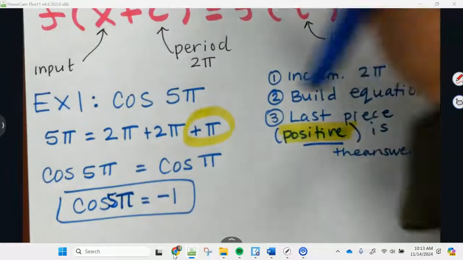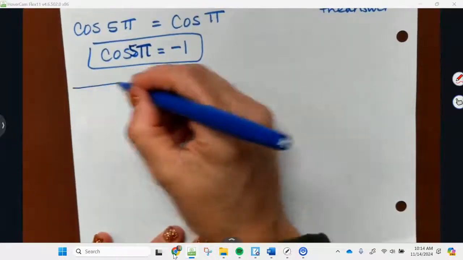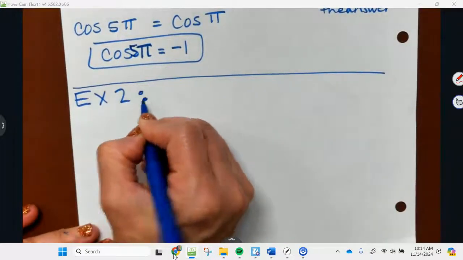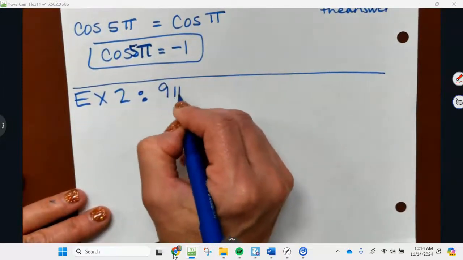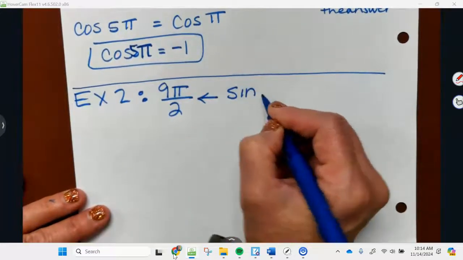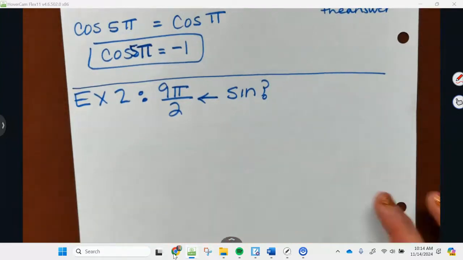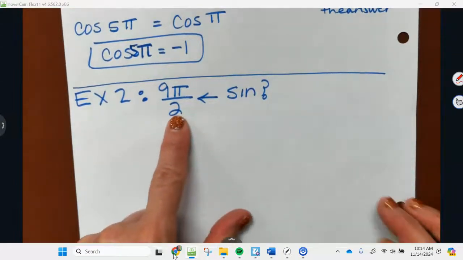All right, let's take a look at another one. I'm kind of zoomed in a little too much. Let's do another one. Example 2. Nine pi over 2, and we want the sine value. We want the sine value of 9 pi over 2. So this time it's not a whole number, but we're still working with increments of 2 pi. You just have to make it the common denominator.